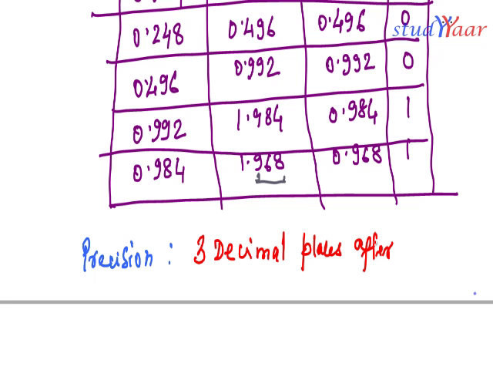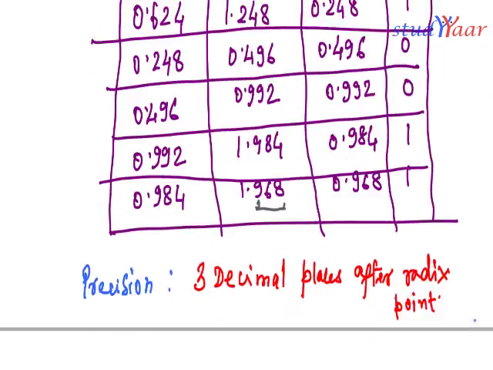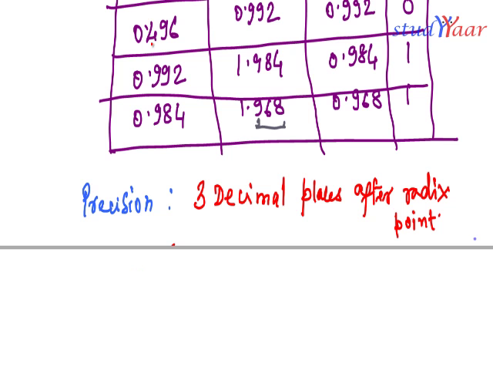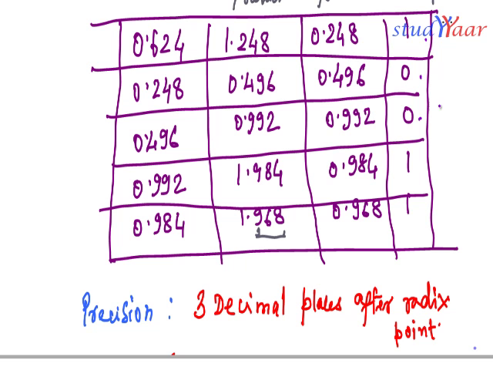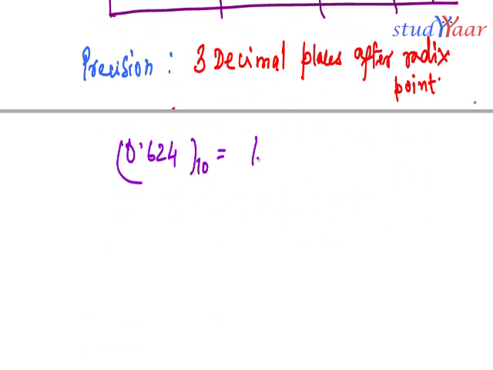after decimal point or after radix point. Okay, so in that case, what I'm going to write is, I'm going to say that my 0.624 is equal to 0.100. I'm just going to take the first 3 numbers in binary with a precision of 3 decimal places after radix point.